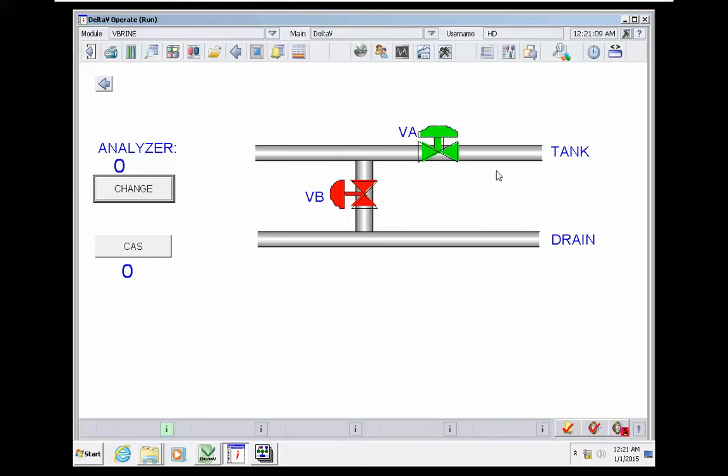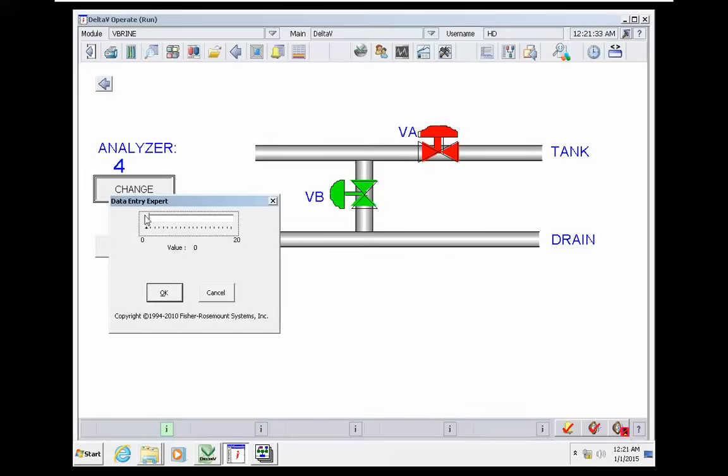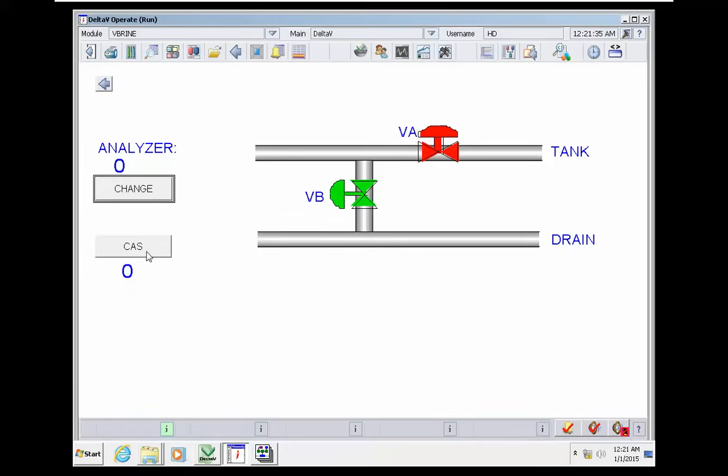But what happened when this is the product? We want to ensure that if the product is not good, even when the controller is in the hand of the operator, when the analyzer is not reporting good values, the product should be drained. That's very important. But when the product is in range, it's not possible to change the valves when we are not in cascade.